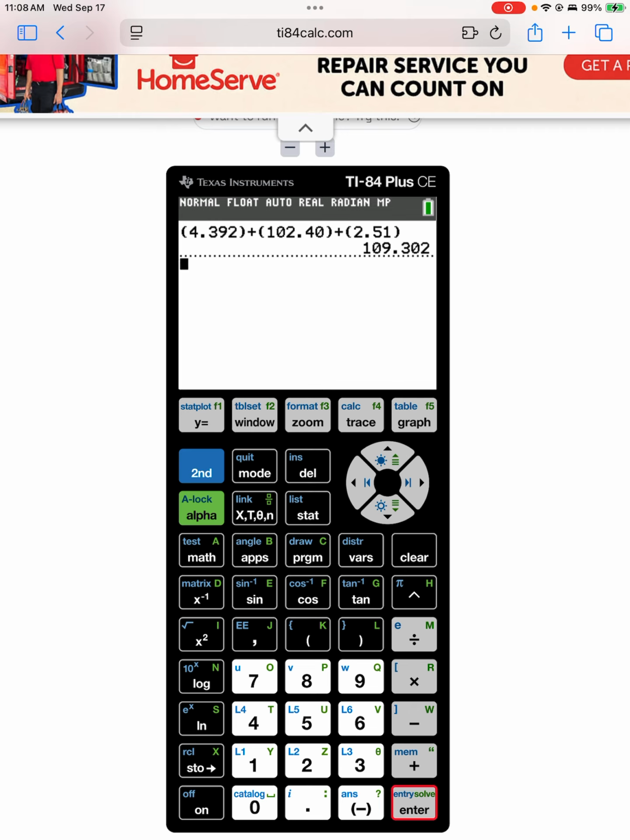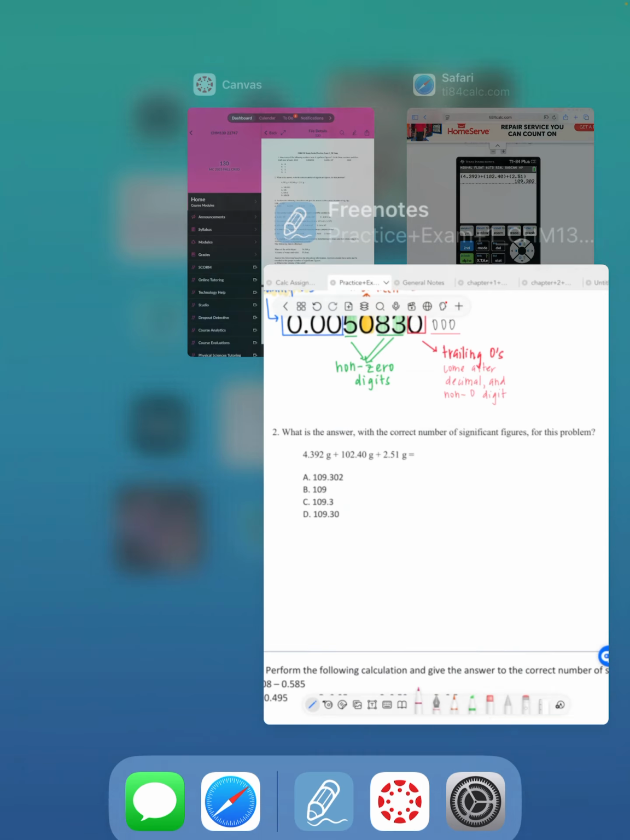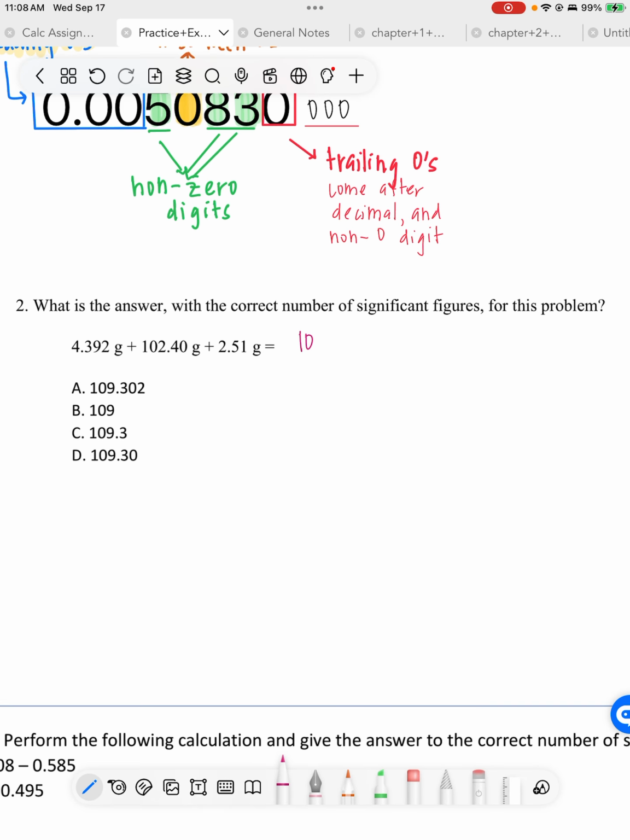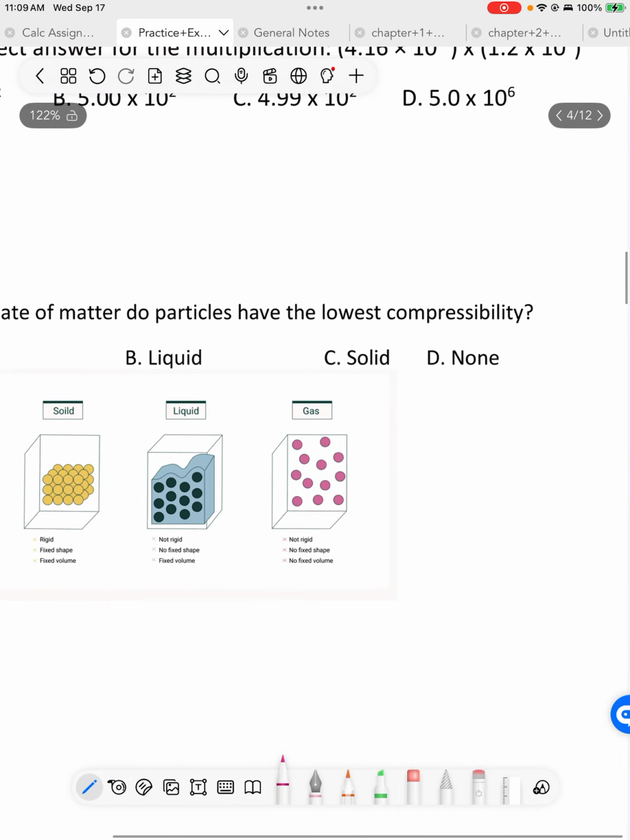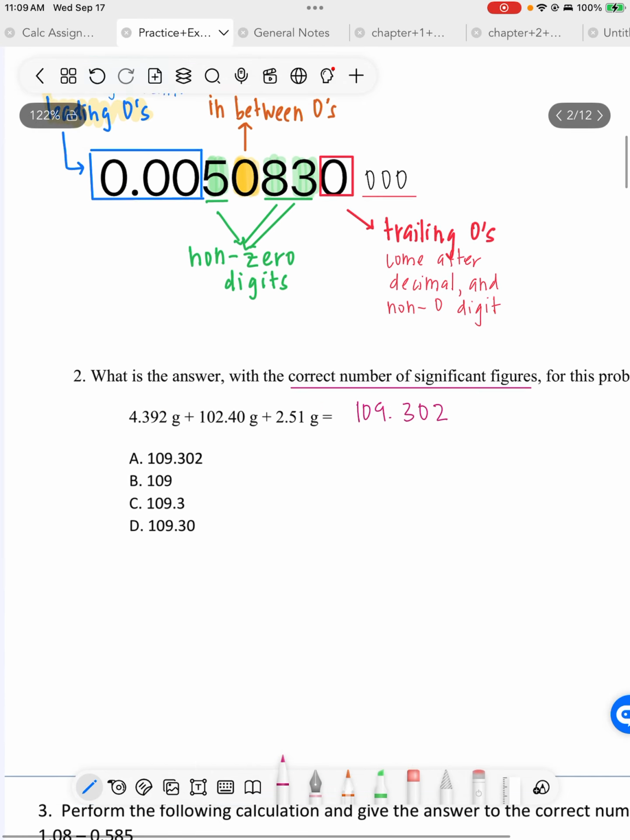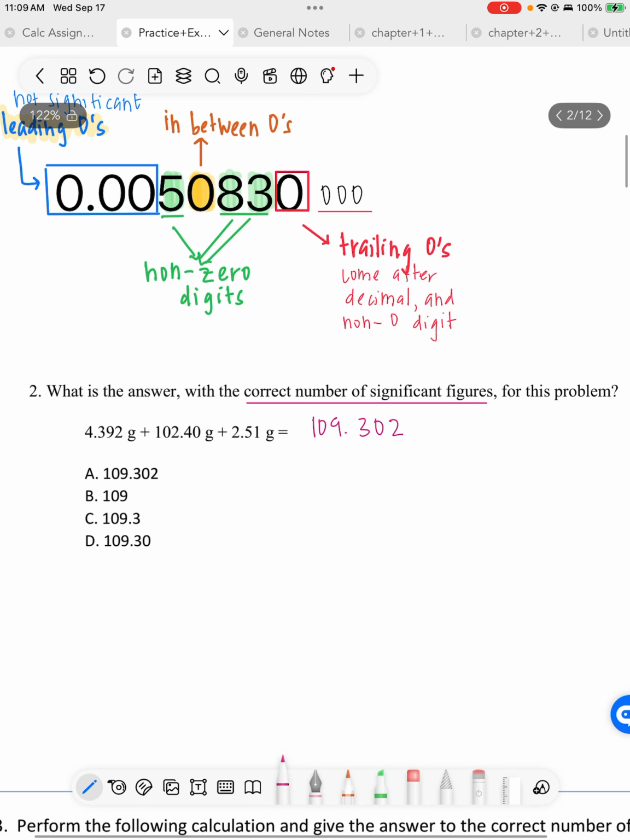So we get 109.302. That's not our answer just yet because we need to go to the correct number of significant figures. So remember when we have addition and subtraction, I wrote the rule down here. I think I erased it. For addition and subtraction, the significant figure rule is that we round to the least precise measurement, which means we round to the fewest decimal places in the problem.